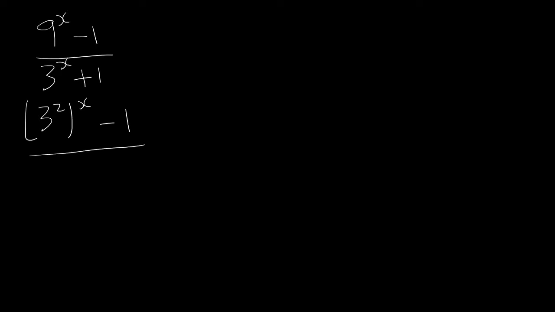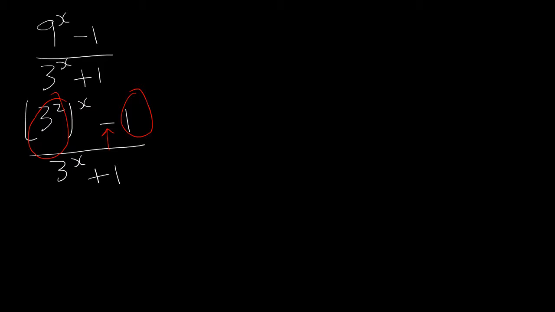So we have (9^x − 1) over (3^x + 1). What we need to do is write this in terms of its prime number. So we have ((3²)^x − 1) over (3^x + 1). Clearly now we can see that this is a square number, this is a square number, and there is a minus. Now we know this to be the difference of two squares. So let's apply the same principle and rewrite this down.